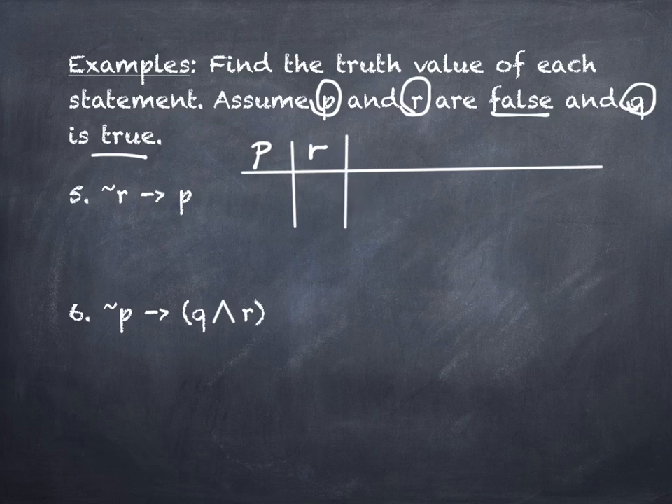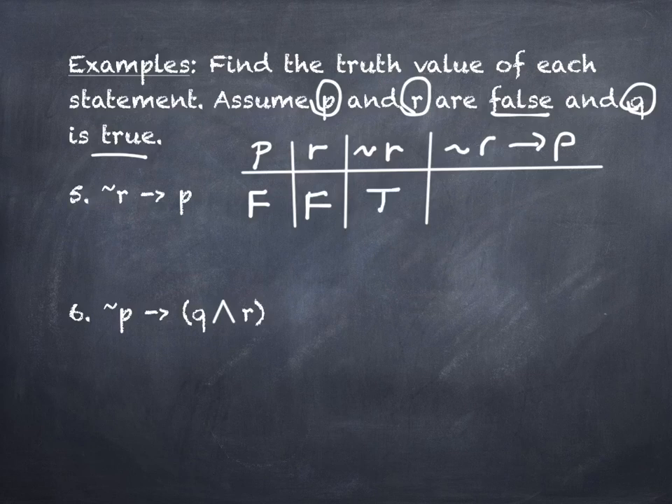Okay. Yes, thank you. So I've got a column for P, I've got a column for R, because those are the only ones that are in my table. What else do I need a column for? I need a column for tilde R. Then what? All of it: tilde R, arrow P. Okay. P is false. R is false. Tilde R is true. Okay, all those details are just like what we've done before, nothing different.